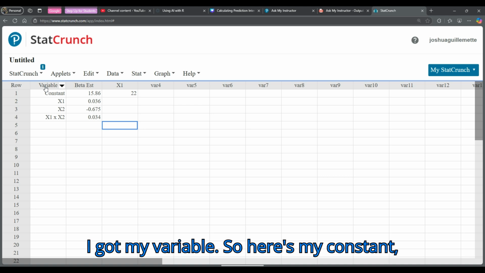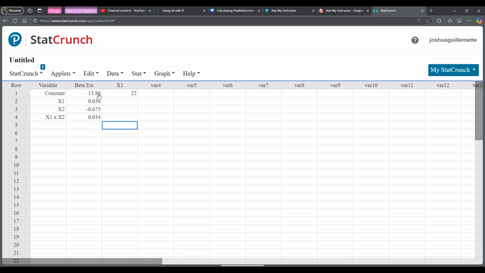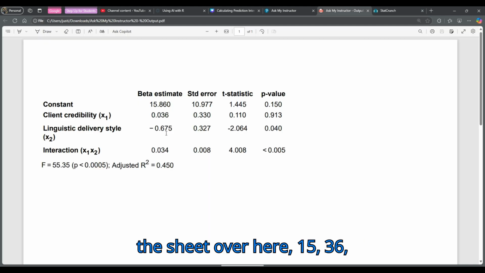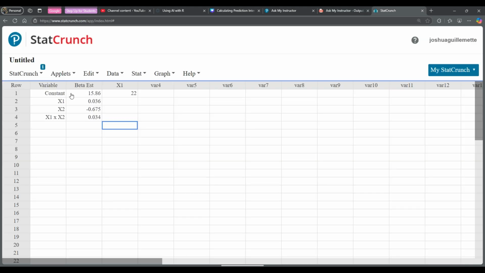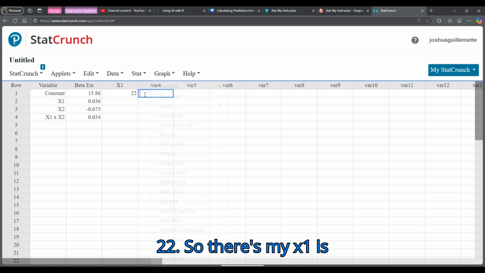What I did was I got my variables. So here's my constant, x1, x2, and then my interaction term. Here are the beta estimates copied from the sheet over here, 15.86, 0.036, and 0.675, right? And then here's the level that it wants, given that x1 is 22. So there's my x1 is 22.